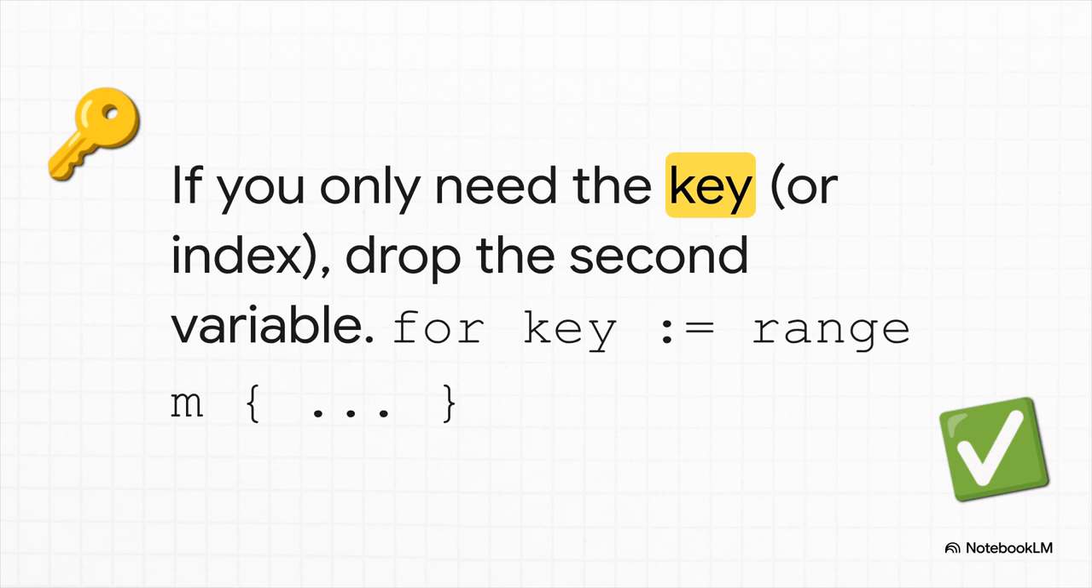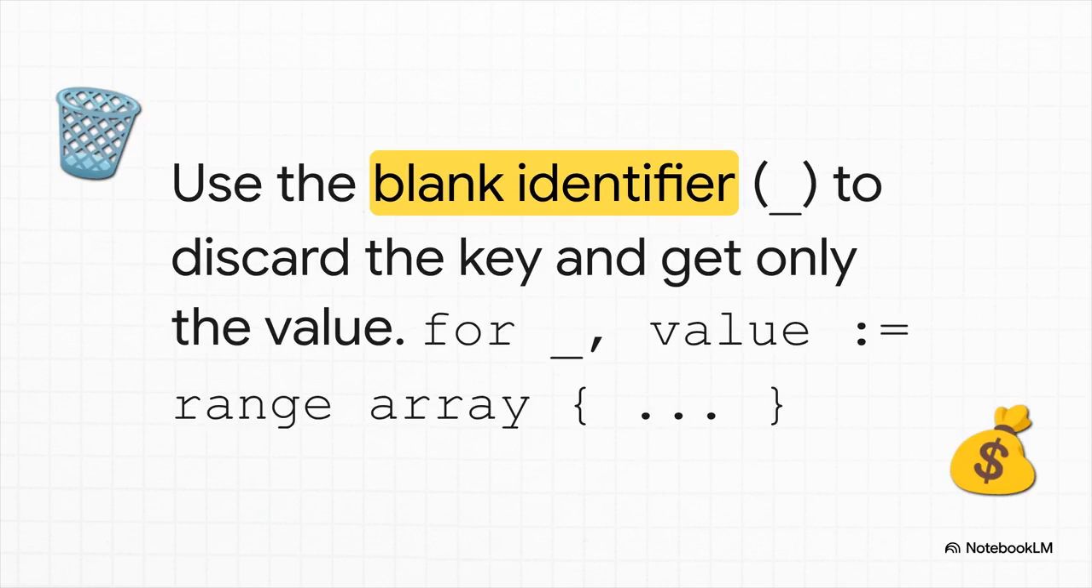Just give it one variable, and Go knows to automatically give you the key, or if you're ranging over a slice or an array, it'll give you the index. Now let's flip that around. What if you only want the value? Say you're just trying to add up all the numbers in an array. Well, you can't just drop the first variable because the syntax needs something there for the key.